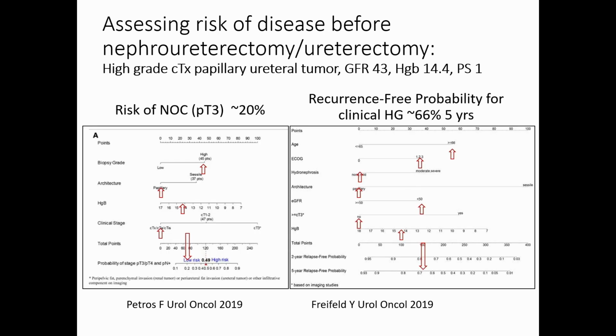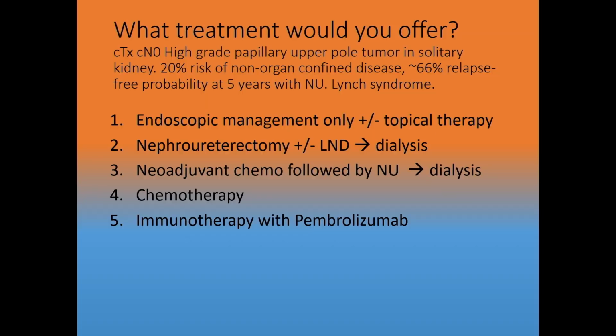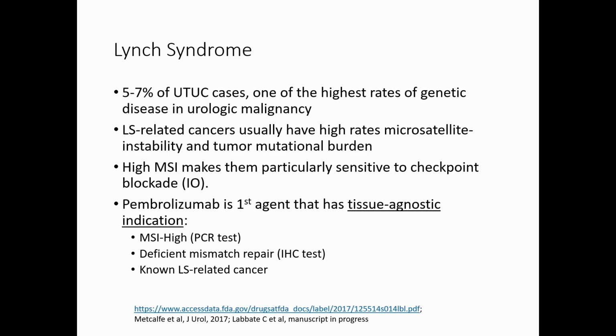And so in terms of assessing the risk of disease, we see about a 20% chance of having T3 disease or higher, and a 66% recurrence-free probability at 5 years. Based on this, Dr. Cole, what treatment would you offer? Well, the fact that he is missing one of his DNA repair genes and that he's, quote, MSI high, he will qualify for immunotherapy through the FDA qualification that if you have an MSI tumor, you can receive systemic immunotherapy with pembrolizumab.